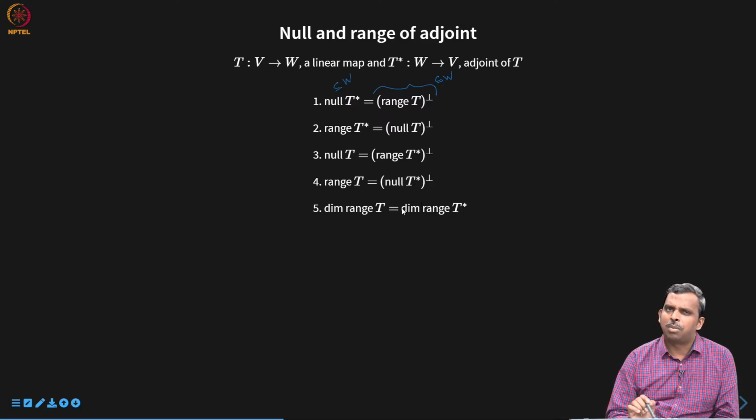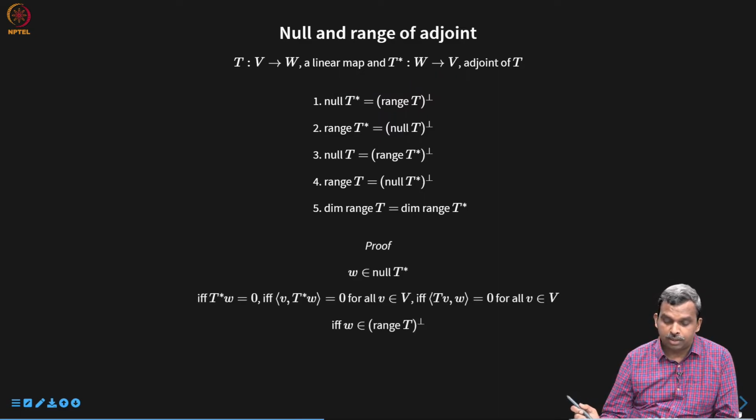We will relate it to something else also later on, but this is interesting to see. So these are nice connections between null space, range space, and various dimensions for T and T star. Notice this: range of T and range of T star have the same dimension. It's an interesting relationship, so let's do a quick proof for these things.